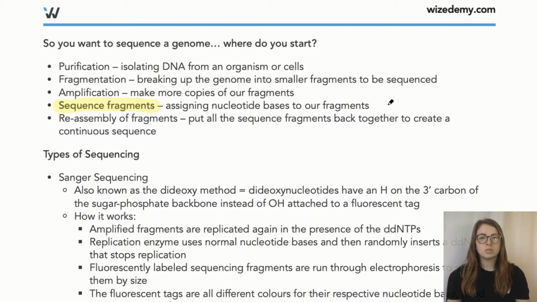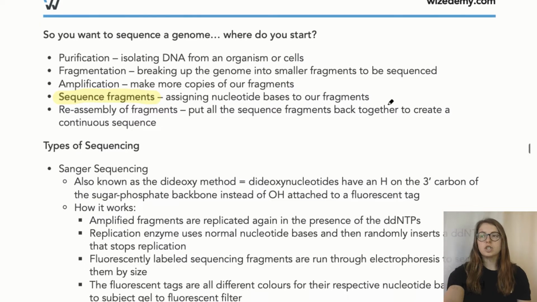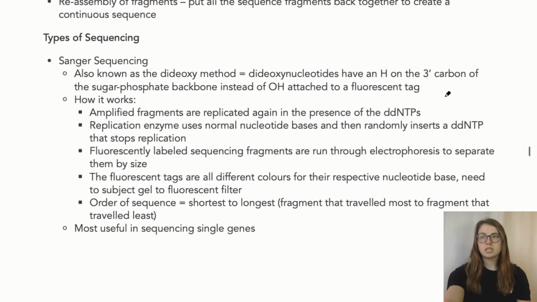So there are different types of sequencing that we can do. The cheapest and the easiest one is called Sanger sequencing. It's also known as the dideoxy method, and that is because it uses dideoxynucleotides that have a hydrogen instead of a hydroxyl group on the 3' carbon of the sugar phosphate backbone.